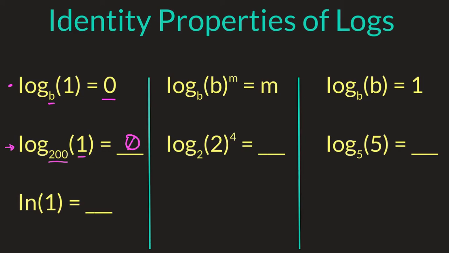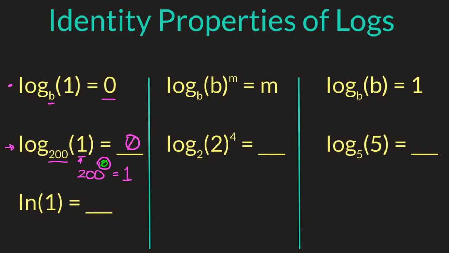And what you're doing, if you haven't figured this out yet, is asking yourself: 200 to what power will equal 1? Which is this of part. So 200 to the 0 power is the only number that we could plug in that would give us a 1. Anything to a 0 power equals 1. So this is where it's coming from.